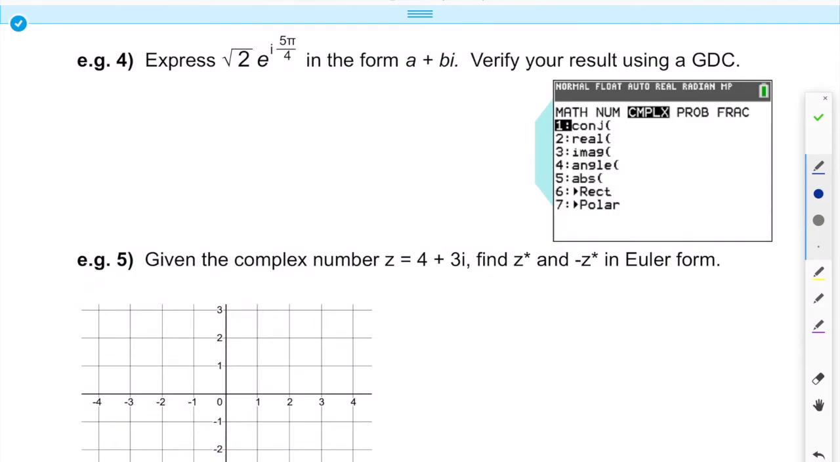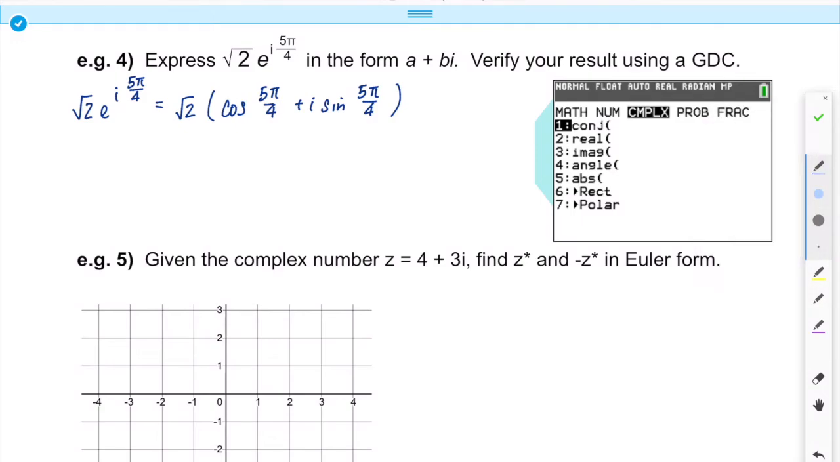Let's take a look at example 4. Express the square root of 2 e to the power of i 5 pi over 4 in the form a plus bi. Verify your result using GDC. The first part, I think we're comfortable with, because root 2 e to the i 5 pi over 4 is simply root 2 times cosine 5 pi over 4 plus i sine 5 pi over 4.